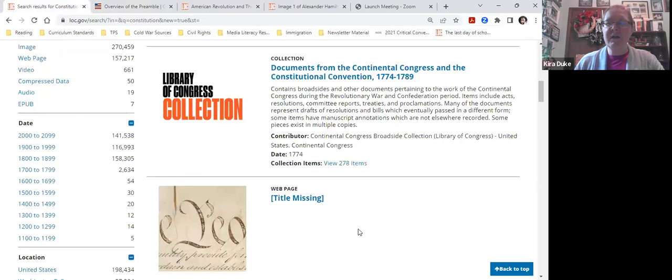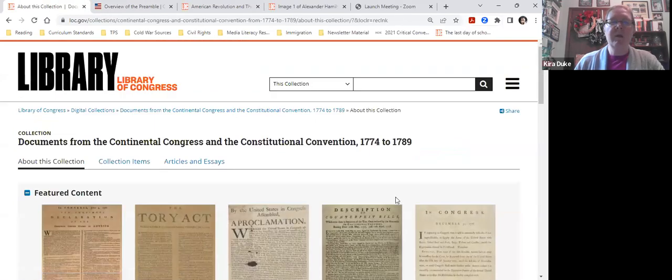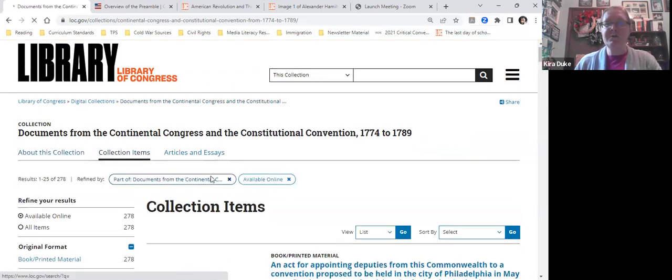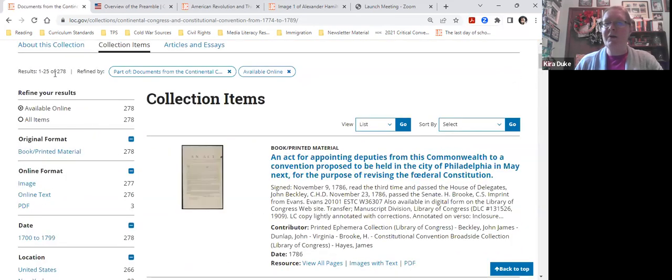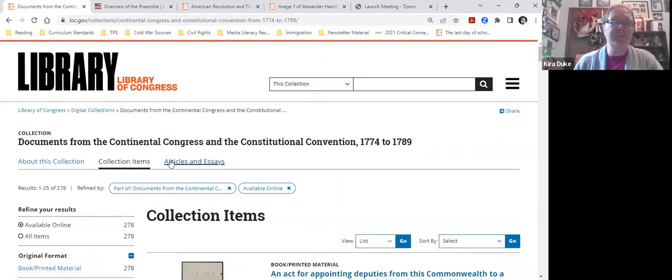All right, and then the last thing that I wanted to look at was this collection right here, documents from the Continental Congress and the Constitutional Convention. One thing that I wanted to point out about this is, in general with collections, when you get to a collection homepage, you're going to see that there is this kind of like about the collection, which is just a general kind of overview and explainer. The collection items themselves, so you can click on that tab. And it's going to show you that this collection example has 278 items in it. So this is where, again, you can get to all the items in the collection.